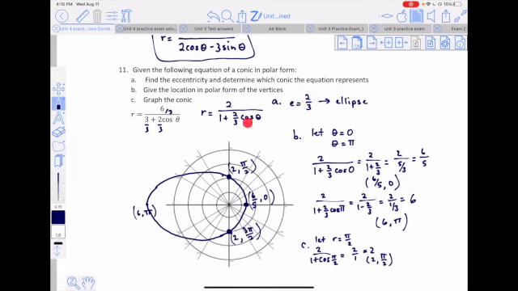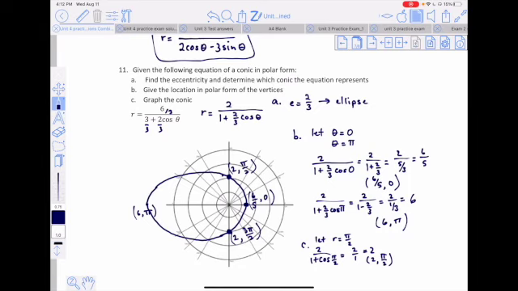Now, other things to note. Because cosine, that means we have a horizontal ellipse. And because it's plus, we're going to have the directrix to the right of the focus.